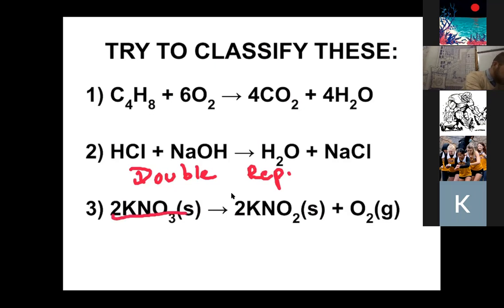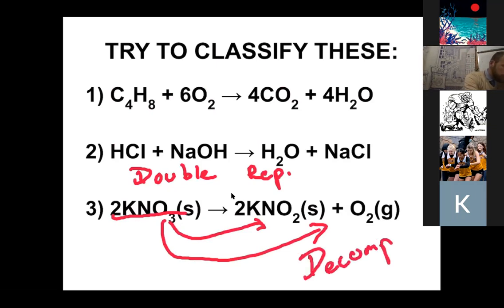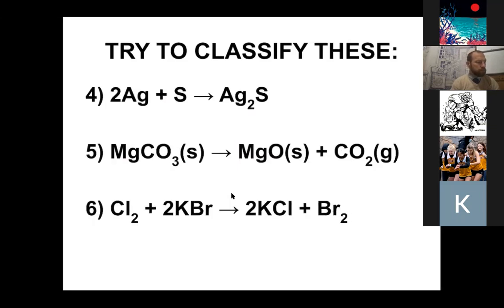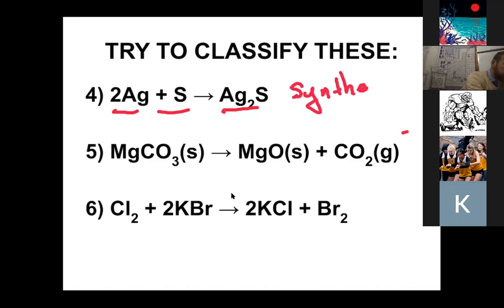Here we have one particle becoming two particles. That is a decomposition. Four, we have two simple elements becoming, in this case, an ionic compound, a salt. But we'll just say it's a molecule, right? So silver and sulfur form a more complex one. This is synthesis.